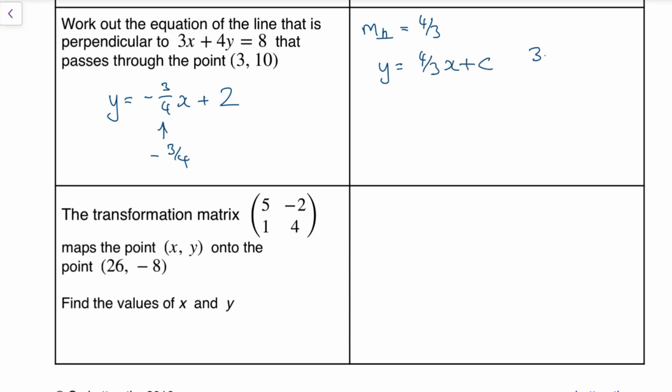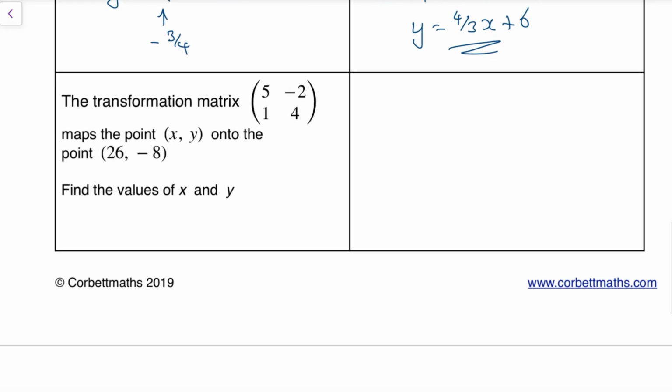I'm going to use the point (3, 10). If I put 10 in for y, that means 10 equals, if x equals 3, 4 times 3 is 12 divided by 3 is 4, so that's 4 + c, which means c = 6. So the answer to my question is y = 4/3 x + 6. Good question.